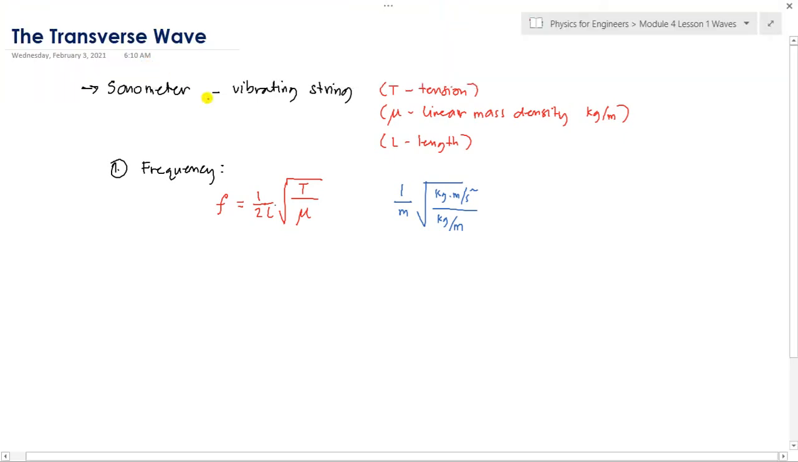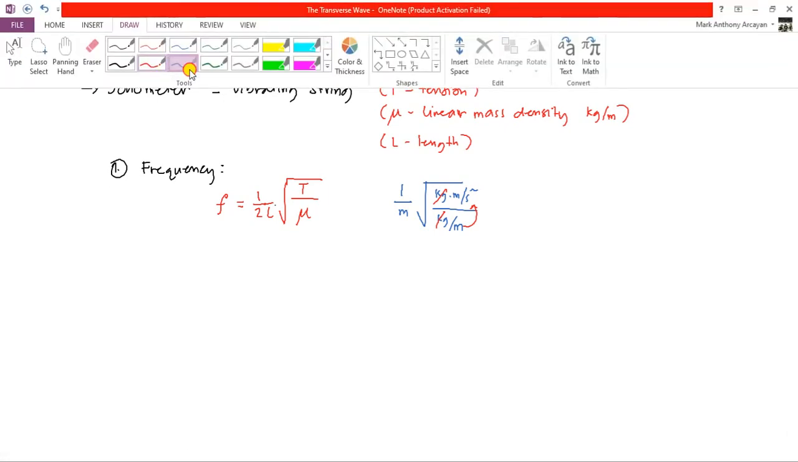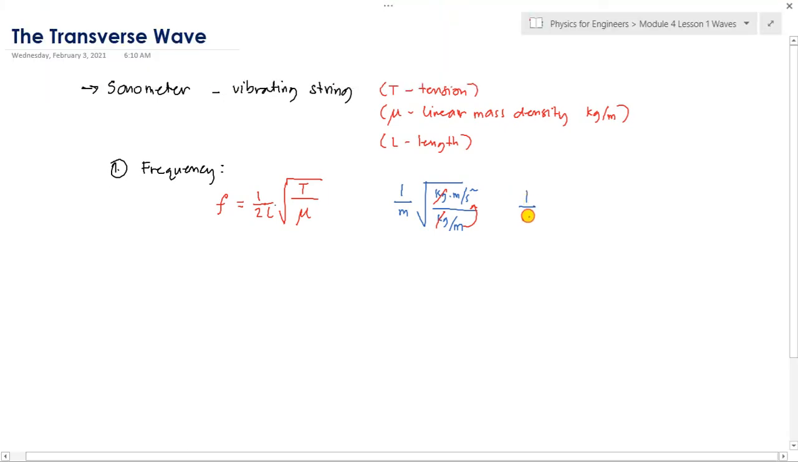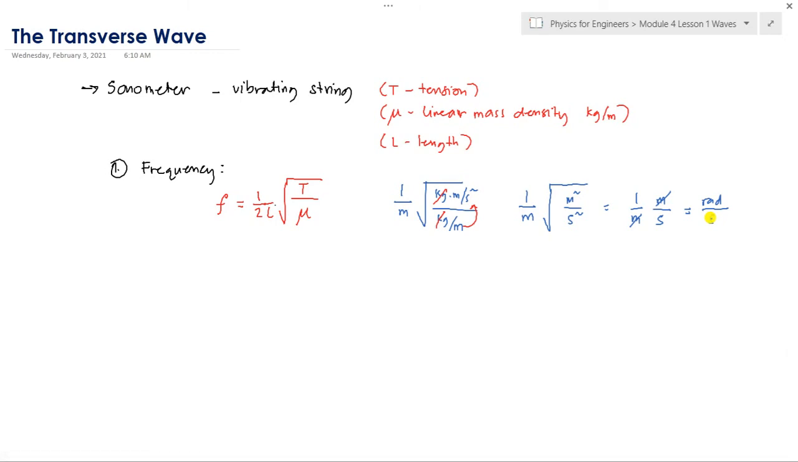So, natay makancel kaning kilogram, but this one mo go upwards, mahimo na siyang meter squared second squared. So therefore, that is 1 over meter. Then the square root here is meter squared per second squared. The final output is 1 over meter, then we have meter seconds. So cancel out, we have radian per second. So therefore, that is frequency. And if you're going to convert that one into hertz, so you just divide that by 2 pi para ma-convert into hertz or cycle per second. So that is for frequency.